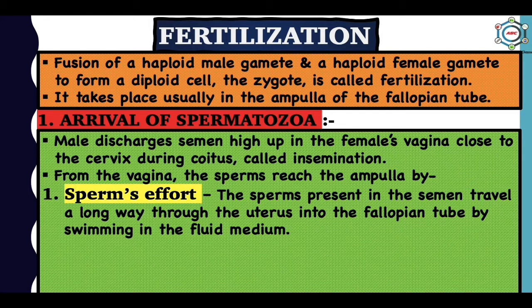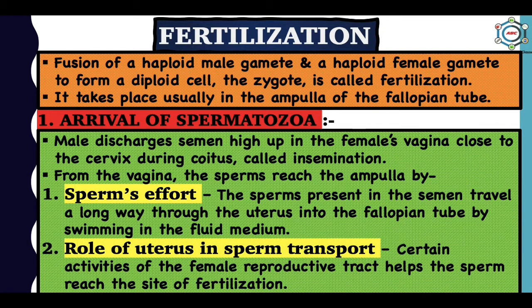The sperms present in the semen travel a long way through the uterus into the fallopian tube by swimming in the fluid medium. You know that sperm may swim at the rate of 1.5 to 3 mm per minute, and at a single time of ejaculation, sperms enter the female vagina in 200 to 400 million in number. Of all these sperms, only approximately 100 can reach the fallopian tube.